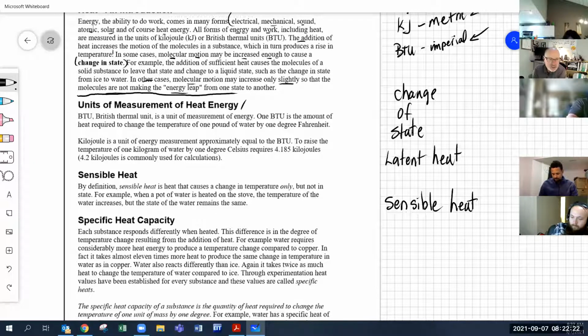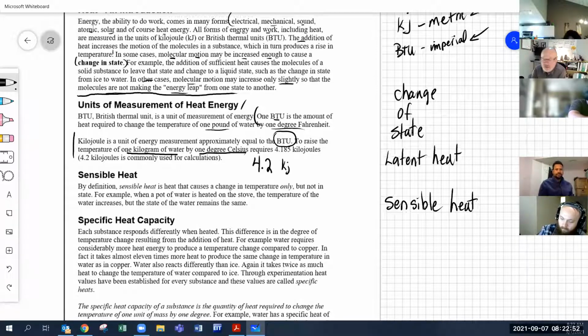Units of measurement in heat energy: we know that 1 BTU is the amount of heat required to raise the temperature of 1 pound of water by 1 degree Fahrenheit. A kilojoule is a unit of measurement approximately equal to a BTU. It's close, but it's the amount of heat to raise the temperature of 1 kilogram of water by 1 degree Celsius, and that is 4.2 kilojoules.